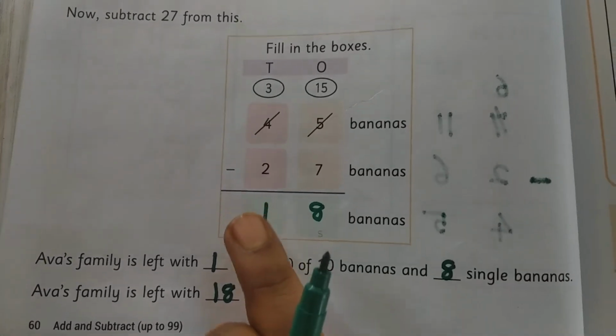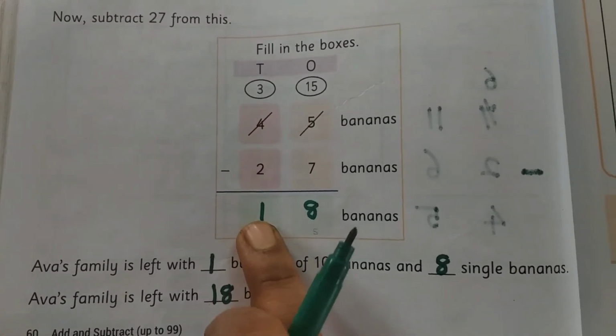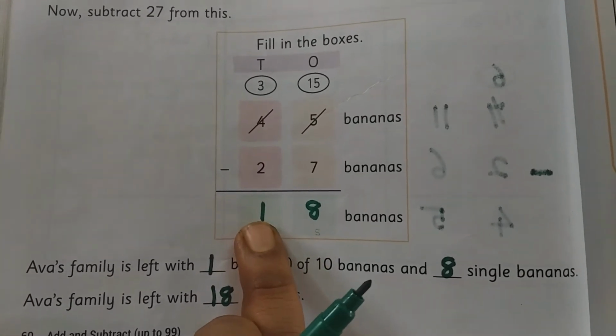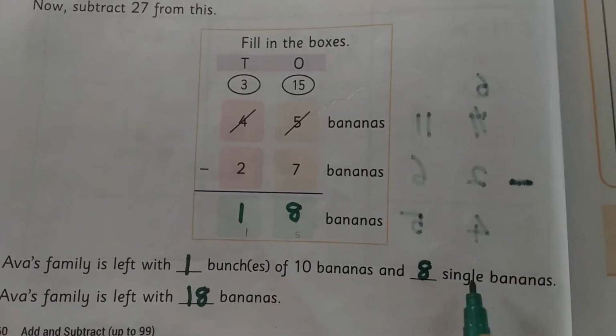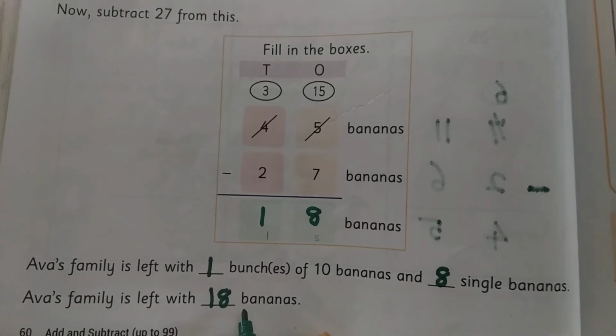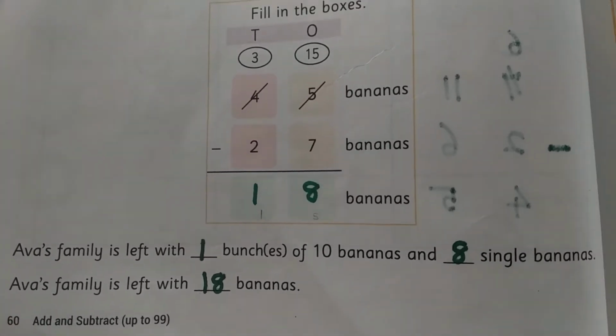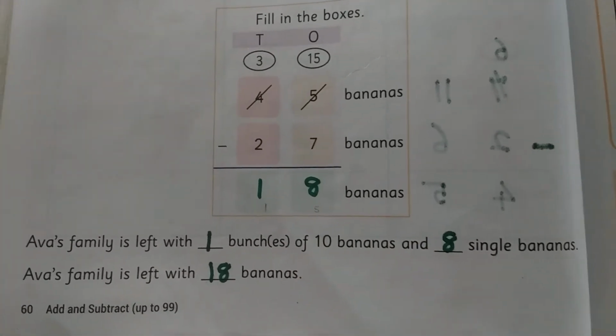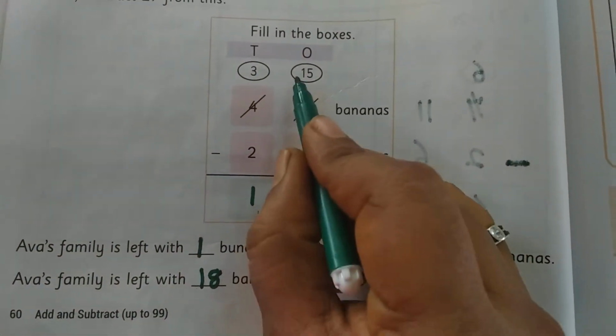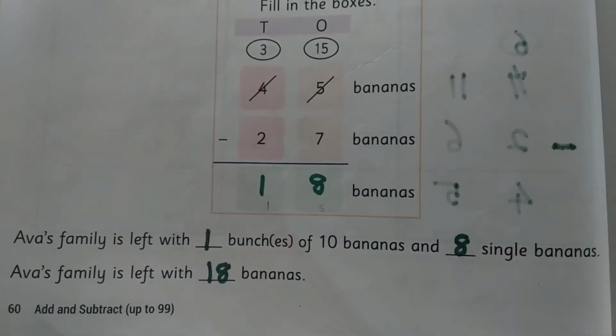So how many tens? Only 1 ten. Only 1 bunch of 10 bananas they have. And how many single bananas? 8 bananas. So totally 18 bananas they have. So like this the word problem will be there. You want to write like this subtraction fact, then it will be easy for you.